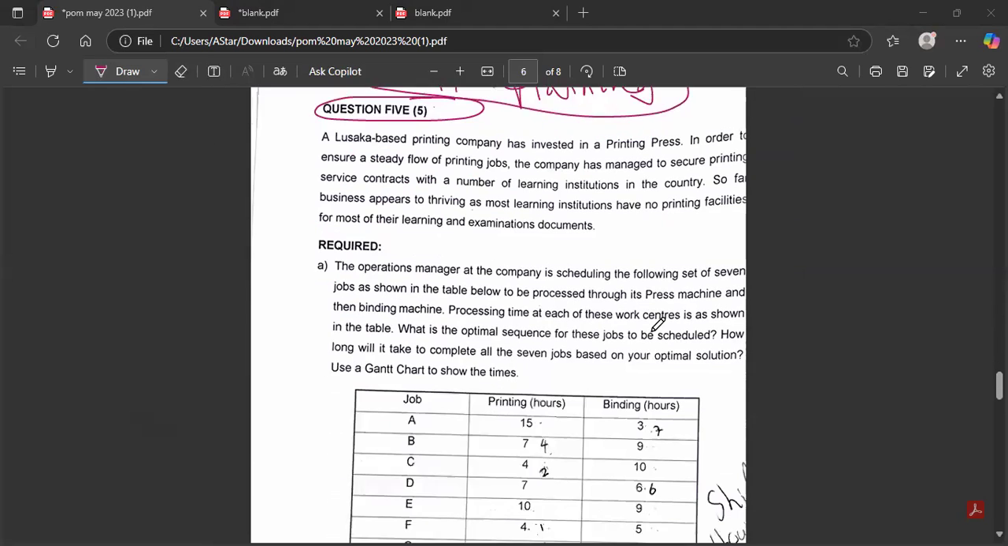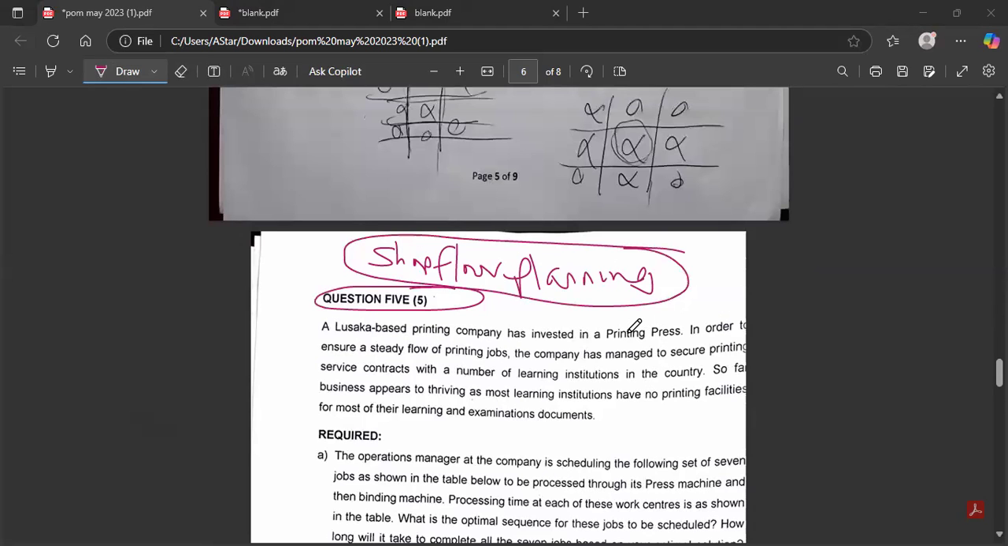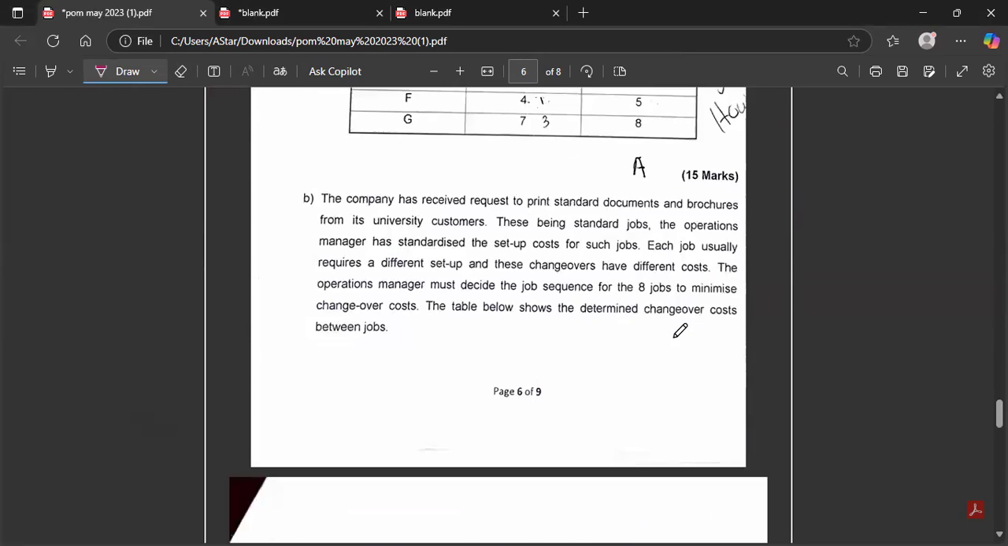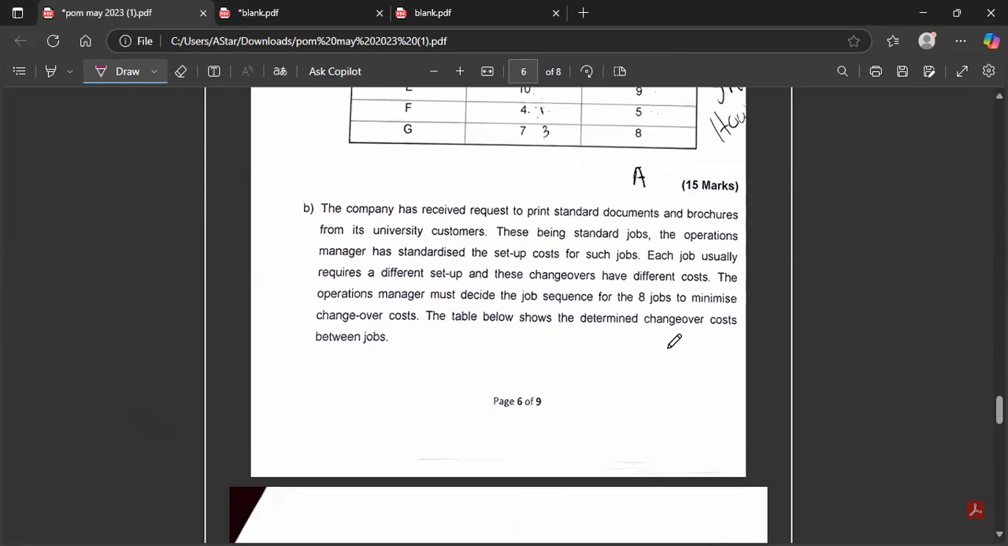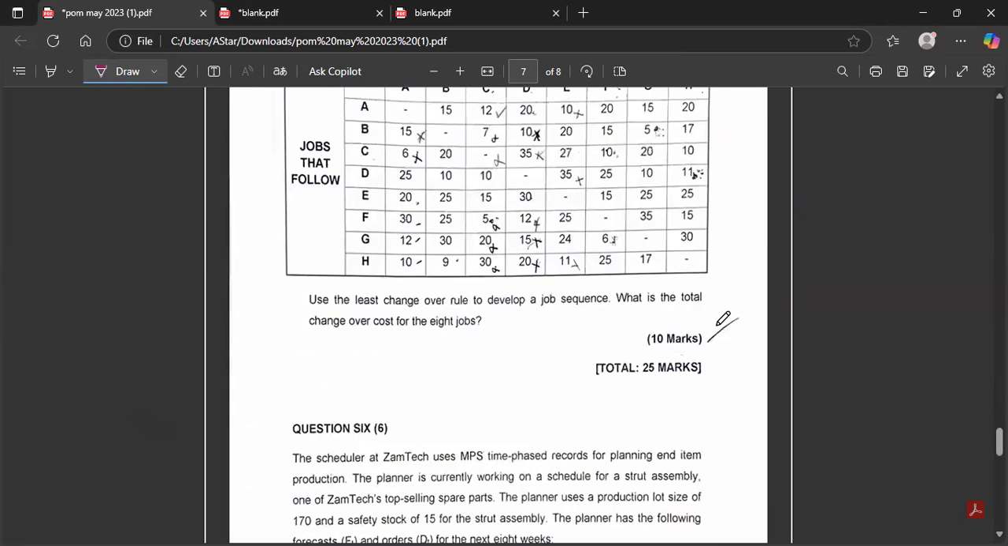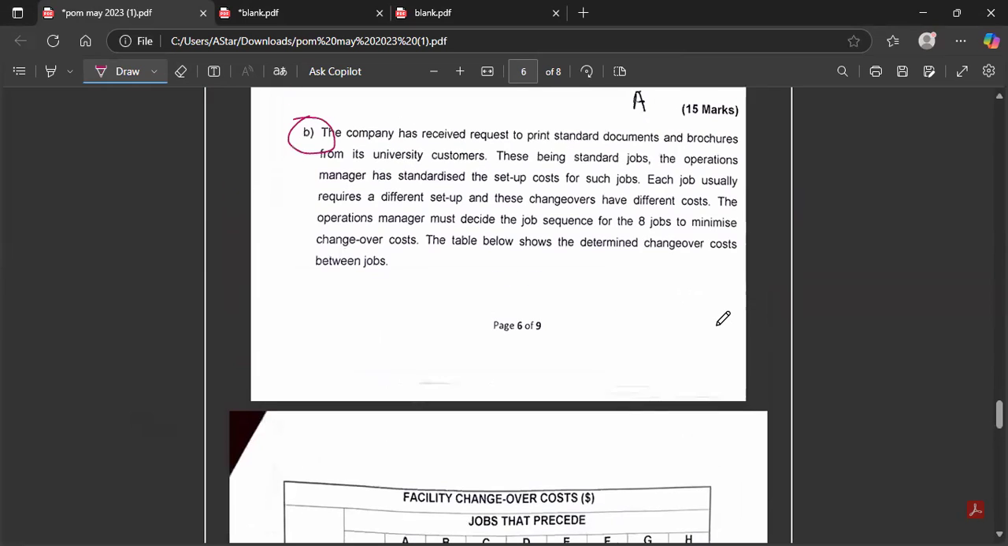Okay. So question 5 is on the topic called shop floor planning and job sequencing. Inventory we've touched. This topic comes, you can't run away from it. So we're going to do the entire question 5. Then maybe that's when we wrap up today's class. But before that, we're going to start with part B, for 10 marks.